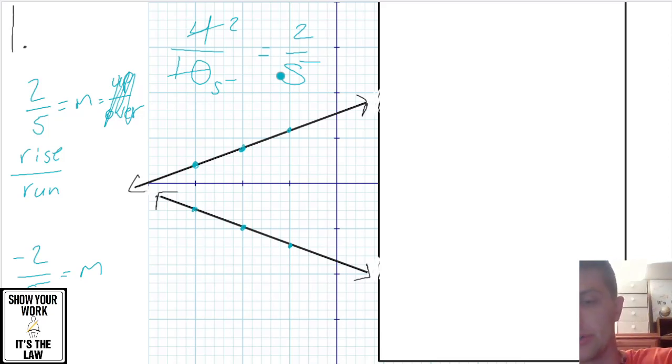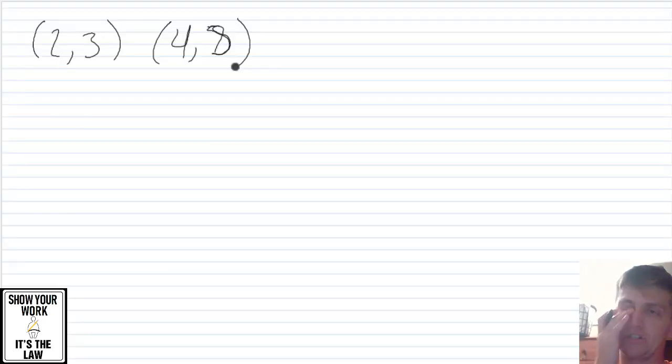Okay, scenario number 2. Scenario 2 says, what if they just give us 2 points? So we have a line, and it's got 2 points on it. Let's find the slope. So in this scenario, we need to use an equation.